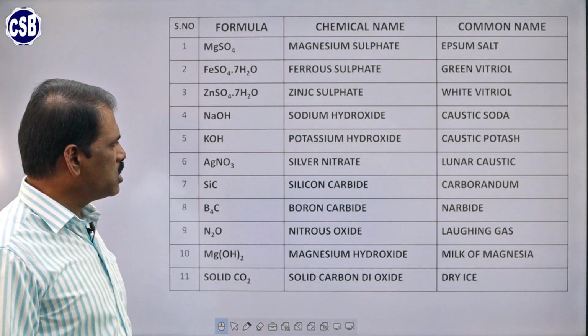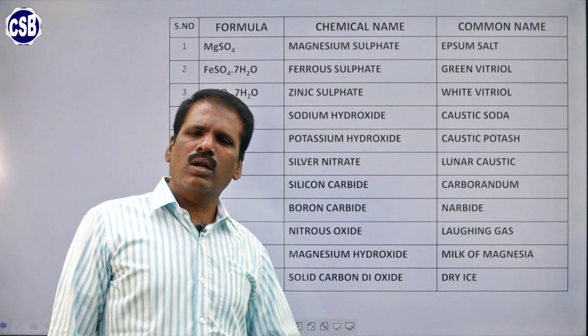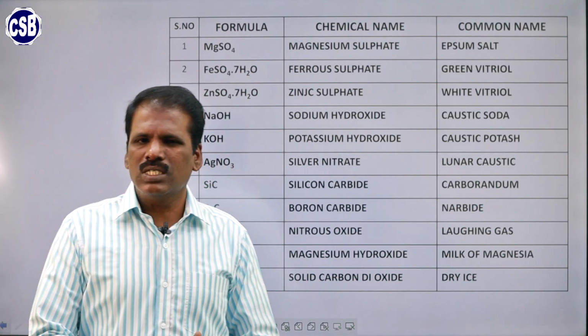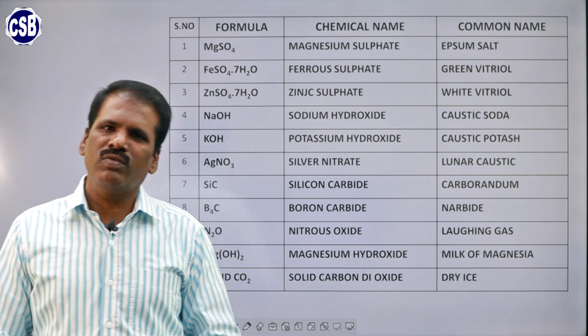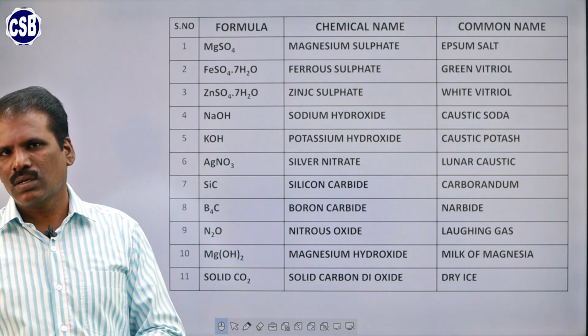The silicon carbide, which is known as carborundum, and boron carbide is known as norbide. So these are the two important compounds which are very, very hard substances.